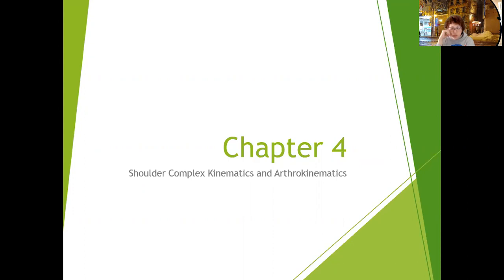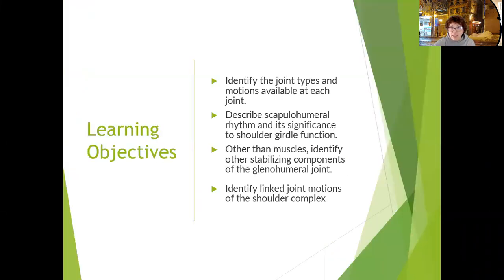I don't expect you to know right now the detailed convex concave relationships of each joint, even though they are featured in the book. I just want you to have a general idea about the movement of each joint. So I want you to be able to identify the joint types and motions available at each joint.